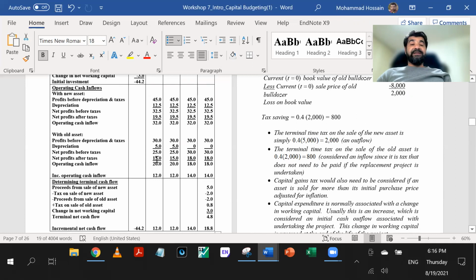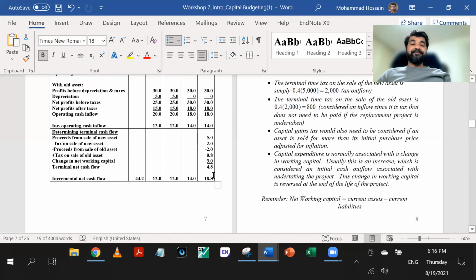Net profit before taxes, so you get this figure. Net profit after tax, then net operating cash inflow: 15 plus depreciation 5 is 20, and 18 plus 0 is 18. So incremental operating cash flow will be 32 minus 20, which is 12, and 32 minus 18, which is 14. So that's the incremental cash flow for each year.